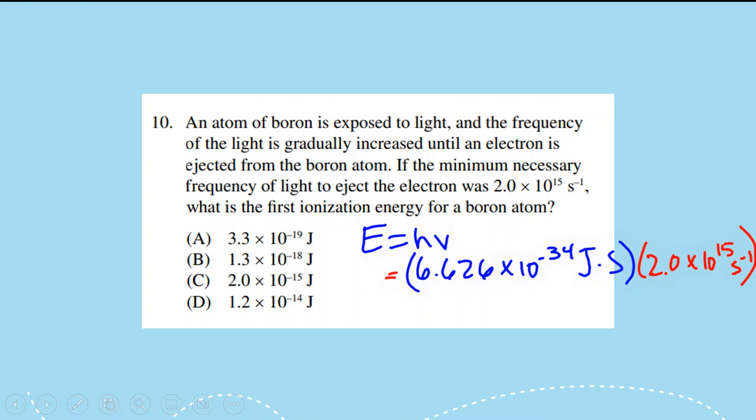So 6.626 times 10 to the negative 34 times 2 times 10 to the 15th. And I'm getting, which one? Did anybody get it? Which one? B is correct. That's what I got. I got 1.3 times 10 to the minus 18 joules. Very good. Very, very good.